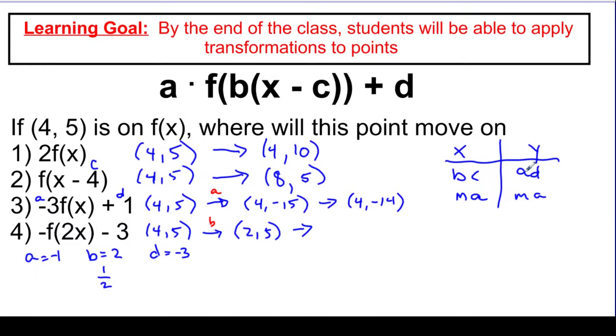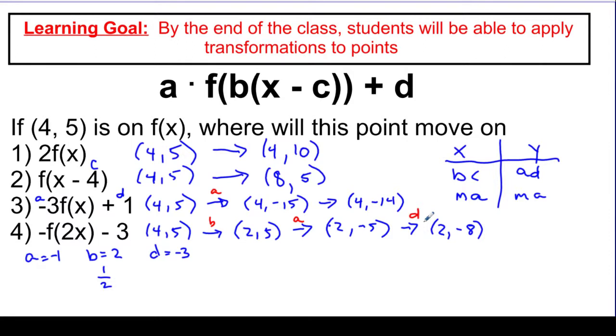Now I'm going to move over to the y side, and I'm going to look at a. A says multiply a by y. Well, a is -1. So the 2 is going to stay the same. The y side is going to go from 5 multiplied by -1, which makes it -5. So again, that was just doing the a transformation. And I have one more, and that is add d to y. So if I add -3 to -5, my final point is going to be 2 comma -8, and that was a d transformation.